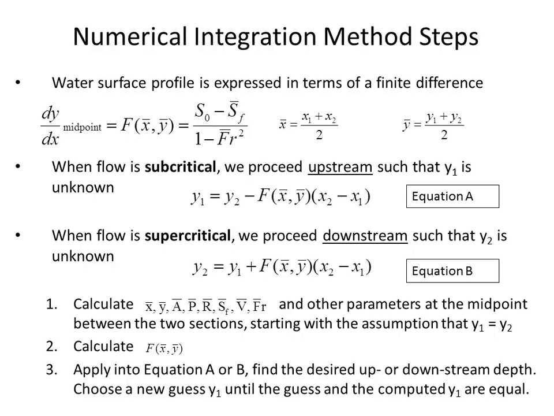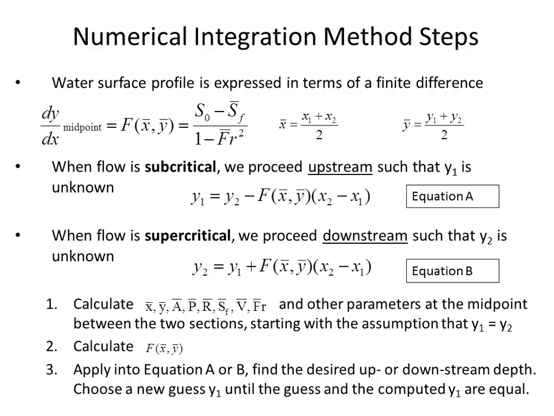Numerical integration method. Remember what it's doing is it's applying the process equation at the midpoint between two places where we're trying to predict the depth. So if we have some channel and the water surface is varying, what we will do is we'll have a Y2, a Y1. If conditions are subcritical, then we work upstream. We're trying to predict what is Y1, and this method relies on us applying these calculations at the midpoint.